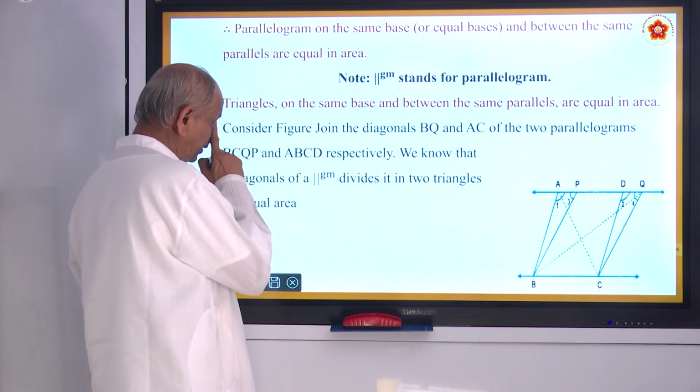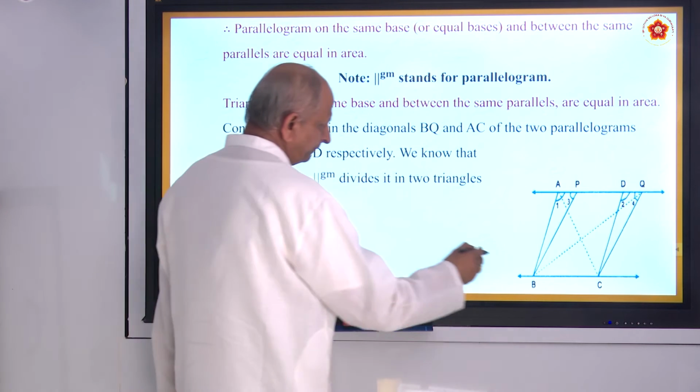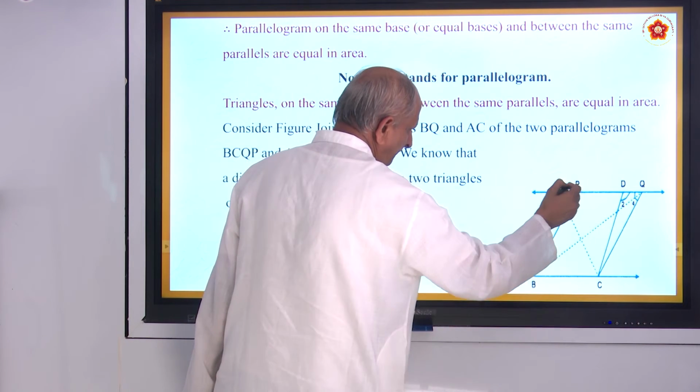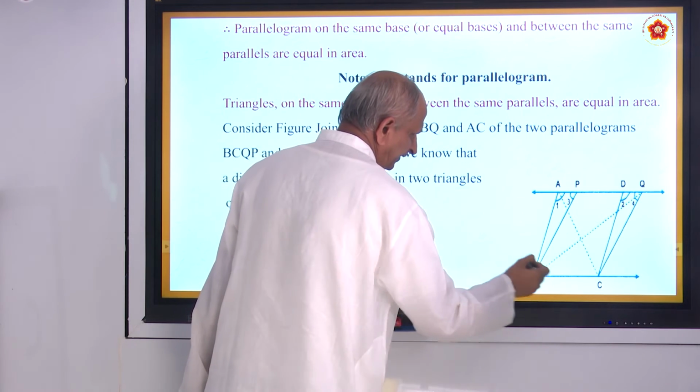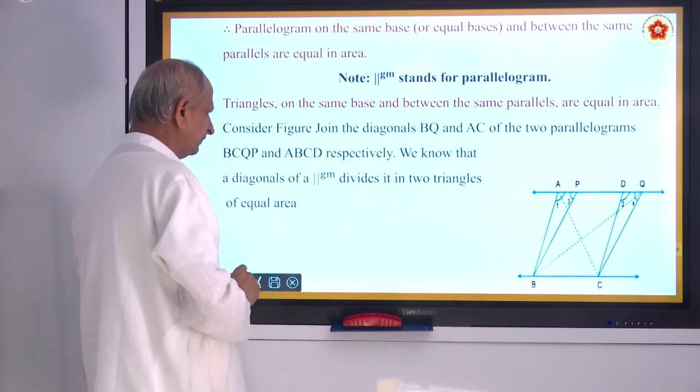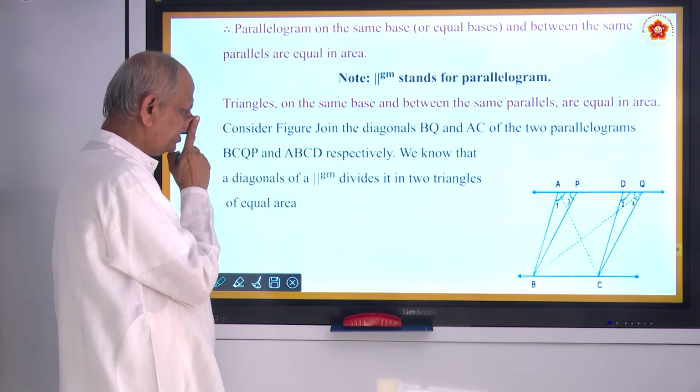There are two parallelograms here. One is called BCQP. Another is ABCD. They are the two parallelograms. They stand on the same base BC.